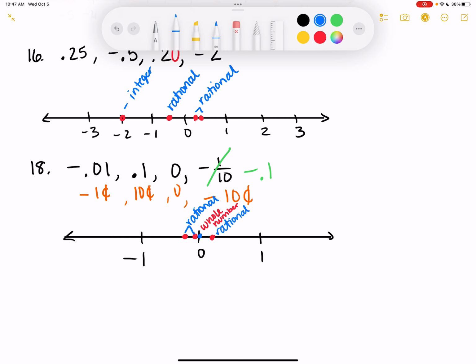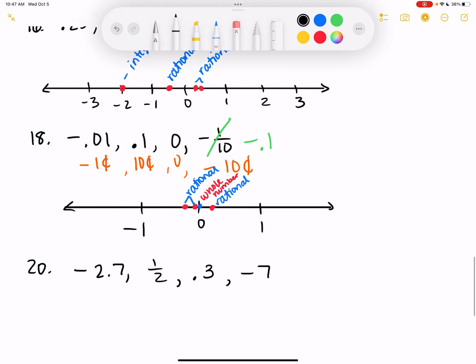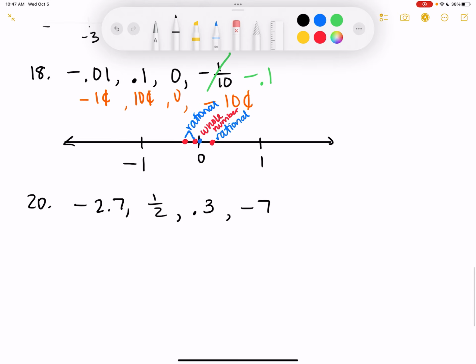All right, I'm going to have y'all try this one on your own first, and then we'll go over it. So this one is minus 2.7, 1/2, 0.3, and minus 7. I'm going to let y'all try that one, and this will be the last one that we do for today. We'll save the absolute value for tomorrow.